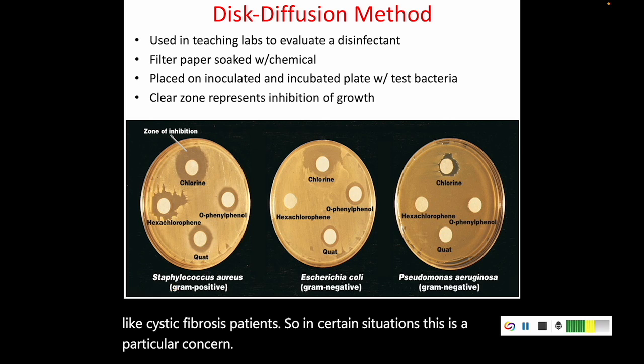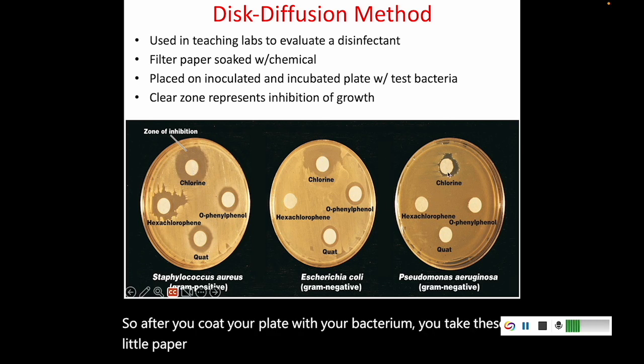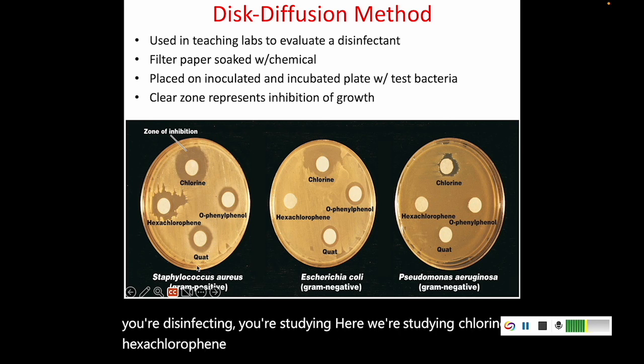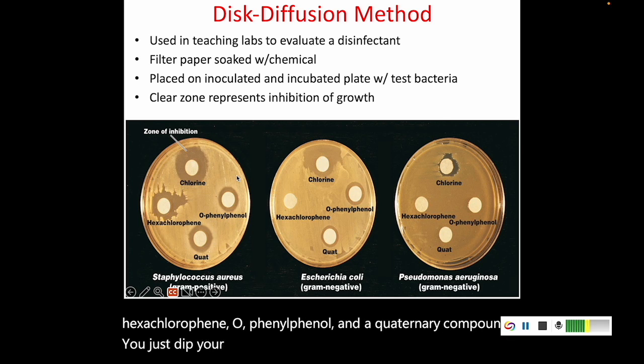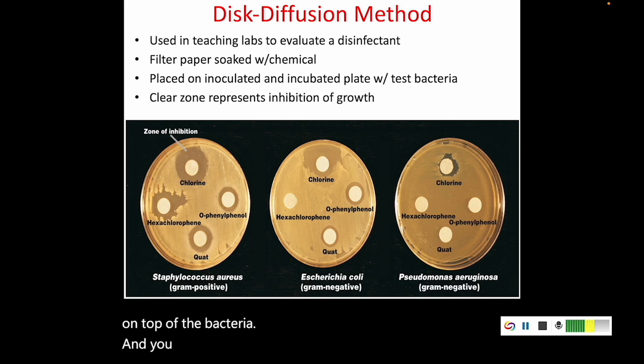After you coat your plate with your bacteria, you take these little paper discs and you soak them in your chemical, whatever disinfectant you're studying. Here we're studying chlorine, hexachlorophene, O-phenylphenol, and a quaternary compound. You just dip your paper disc in the disinfectant and then place it on top of the bacteria. And you incubate it overnight.